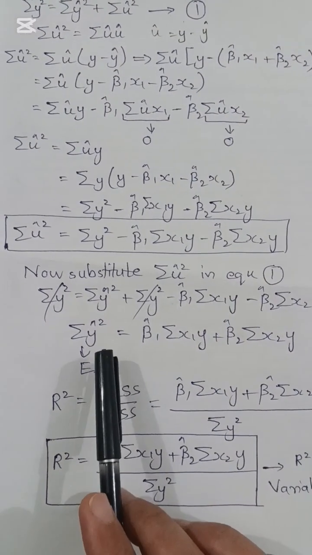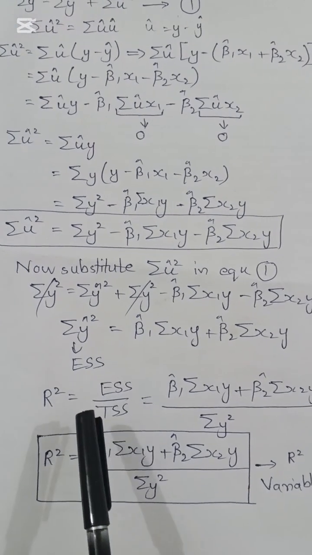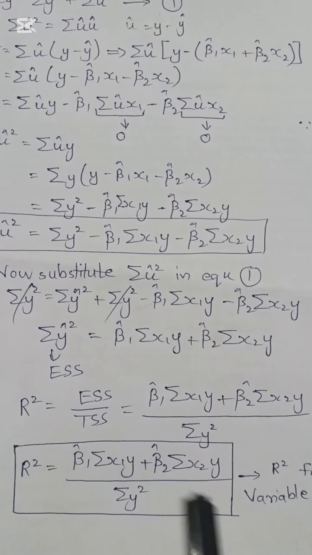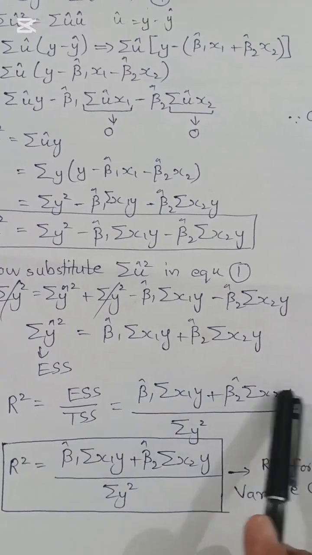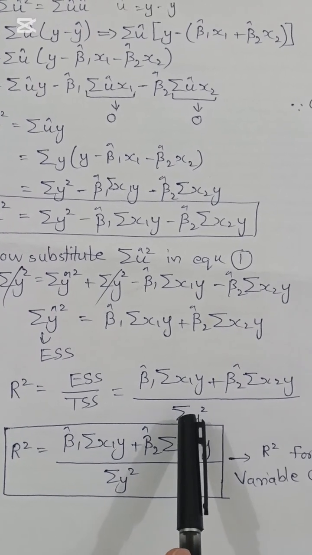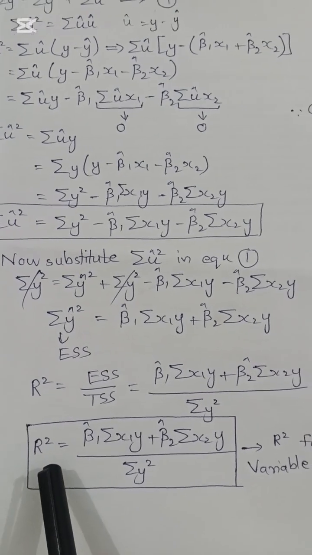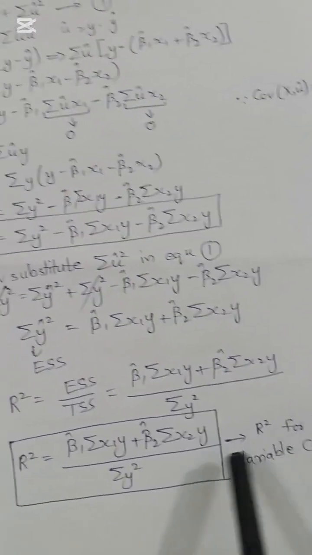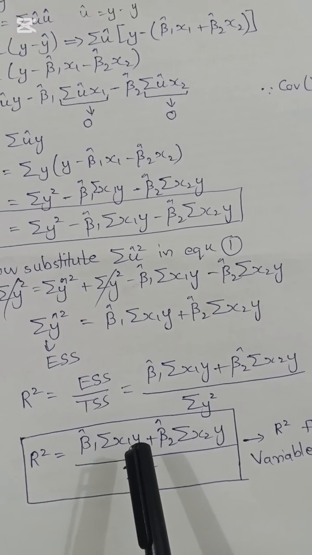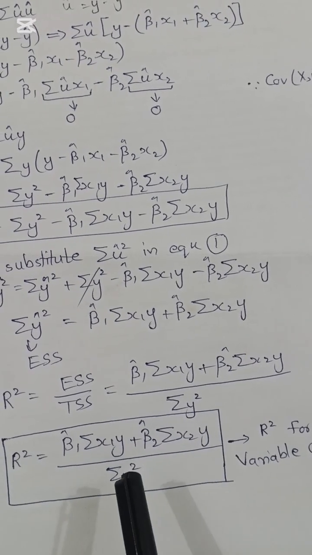Now remember that sum of y hat squared is our explained sum of square, and the formula for r square equals explained sum of square divided by total sum of square. So this is our explained sum of square divided by total sum of square, which is sum of y squared. So the r square formula in multiple linear regression for the 2x variable case is r square equals beta 1 hat sum of small x1 y plus beta 2 hat sum of x2 y divided by sum of y square.